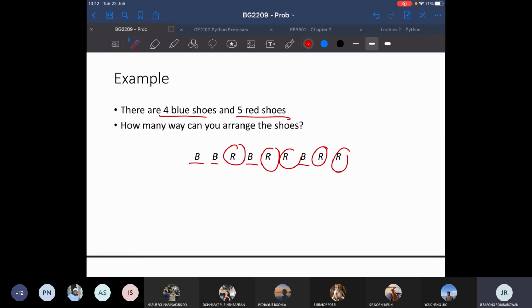All right, so in this case, it might sound confusing. It's not going to be 9 factorial, because you can see that if I swap the B here and the B here, it's not going to make any difference, right? Because it's B and B, right? B, B, B, B. You arrange them, it doesn't matter, right?